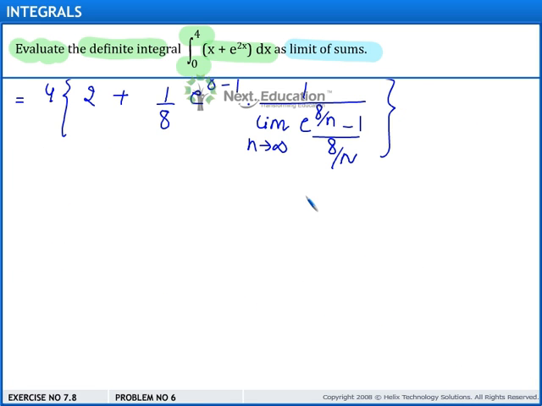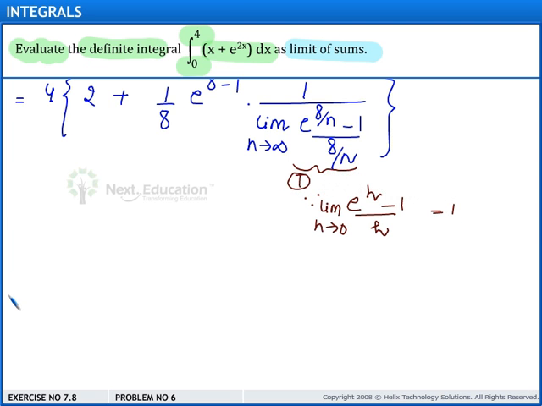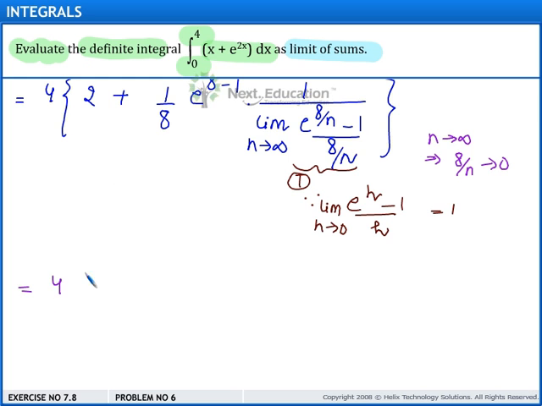And since exponential raised to the power h minus 1 upon h as limit h tends to 0 is equal to 1, therefore denominator is equal to 1. Since n tends to infinity implies 8 upon n tends to 0. Therefore, this is further equal to 4 into 2 plus e raised to the power 8 minus 1 divided by 8 into 1 upon 1.